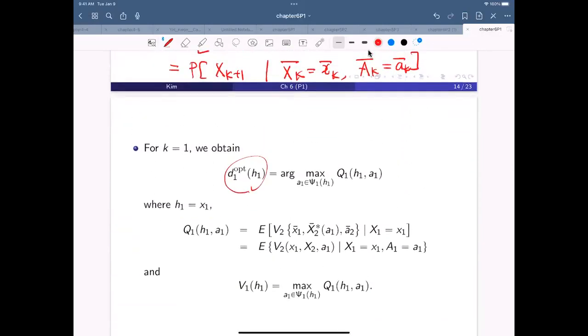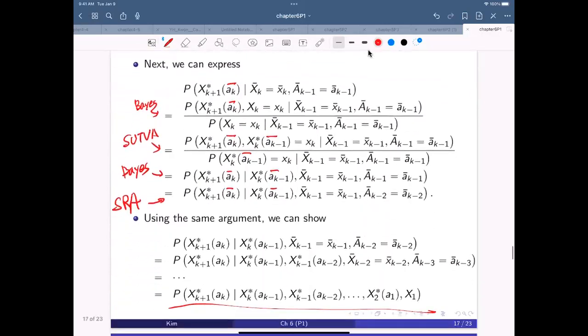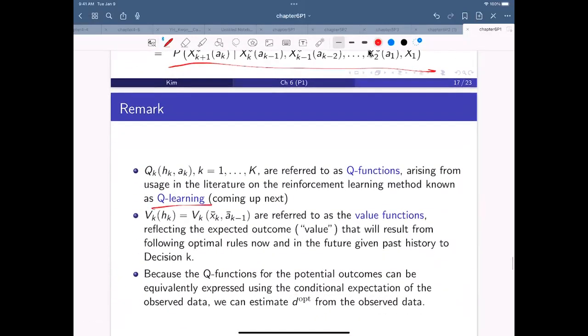Constructing the Q sequentially backward, right? Constructing the Q function sequentially backward is essentially called Q learning. And this value function is also constructed sequentially backward. So this value function reflects the expected outcome value that will result from following the optimal rules now and in the future, given the past history.